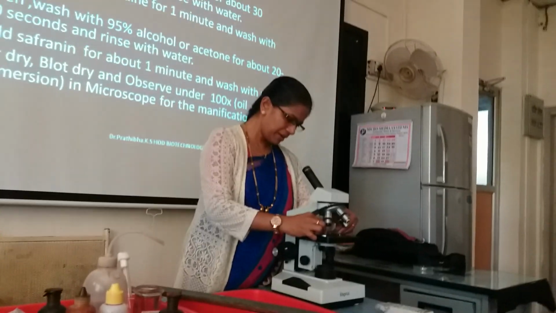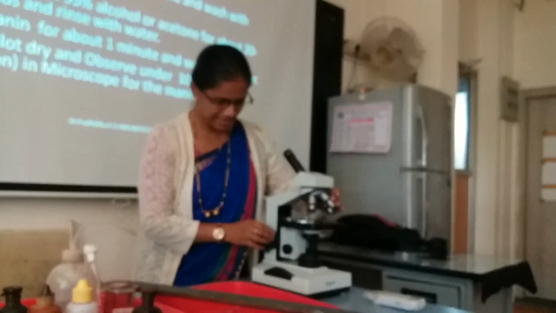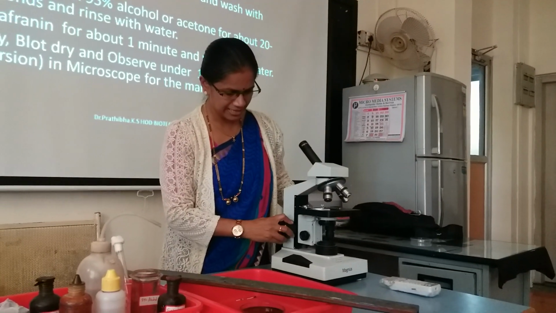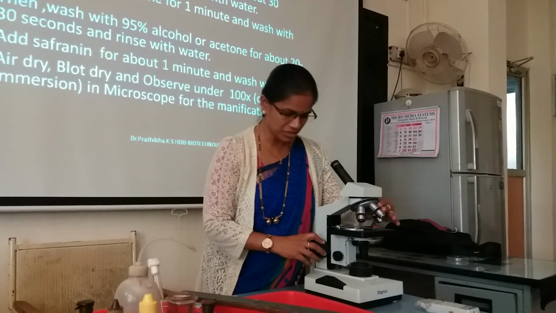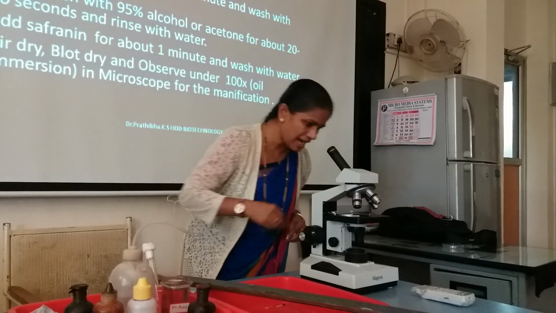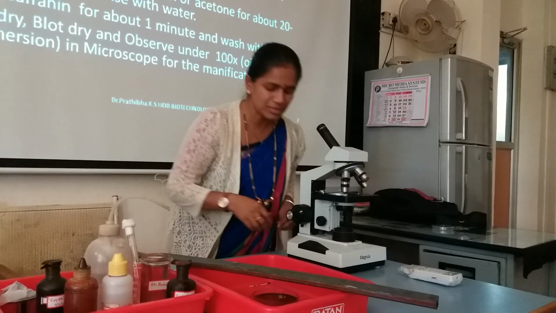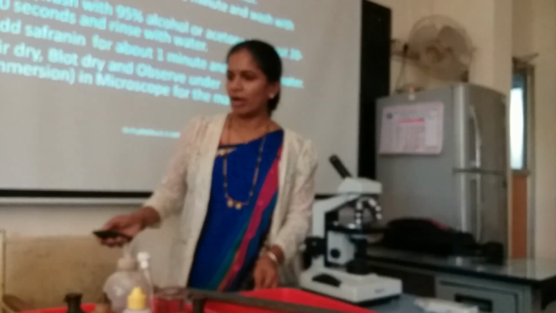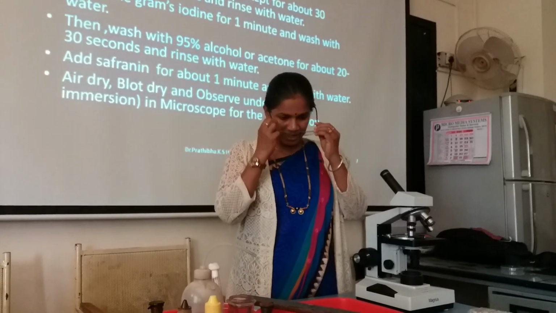When you focus under the microscope, first you need to focus under 10x, then you should go for the 100x magnification. When you focus under the 100x magnification, you'll be able to see that particular microorganism. So this is the procedure behind the gram staining technique.